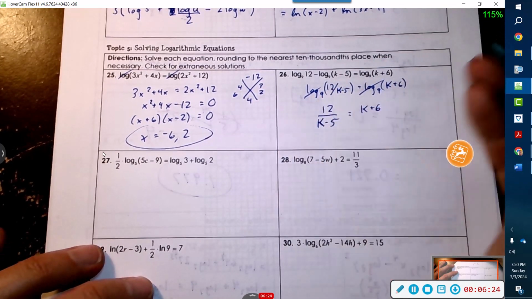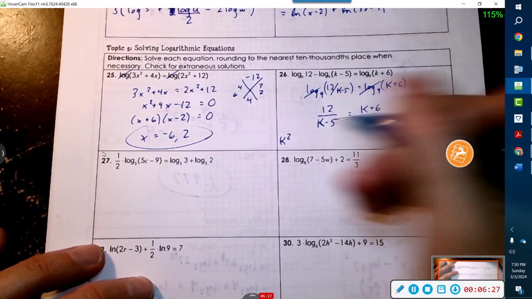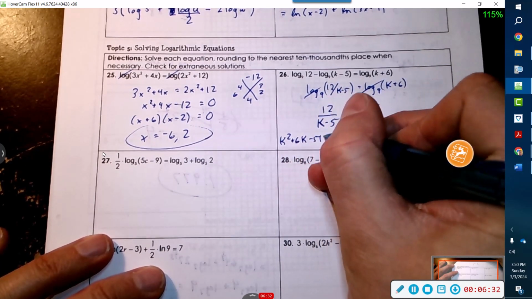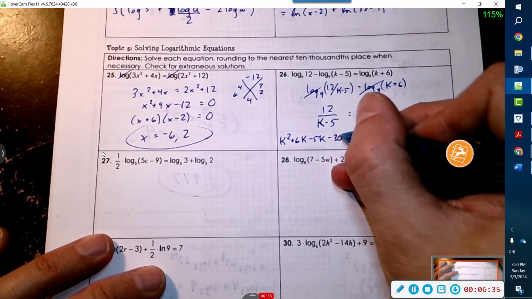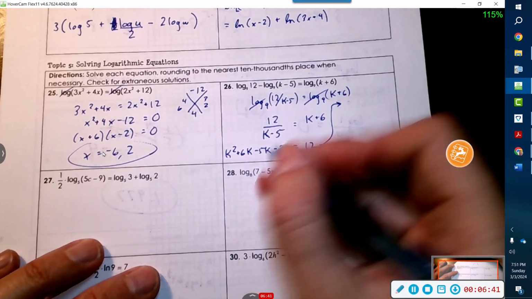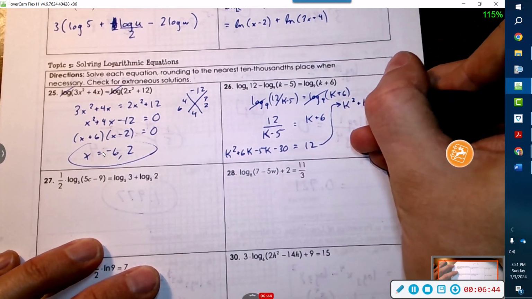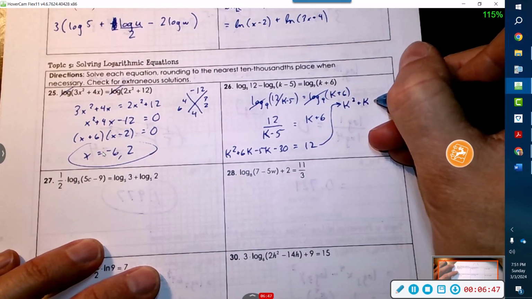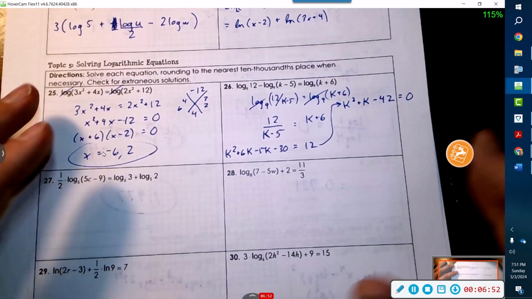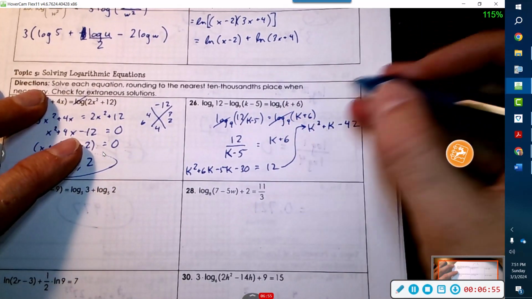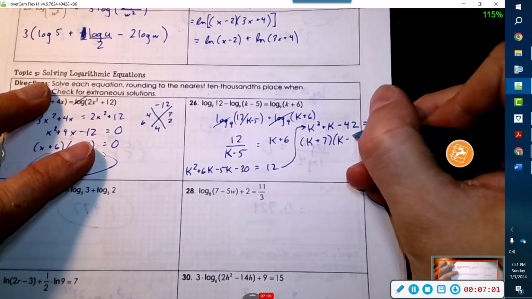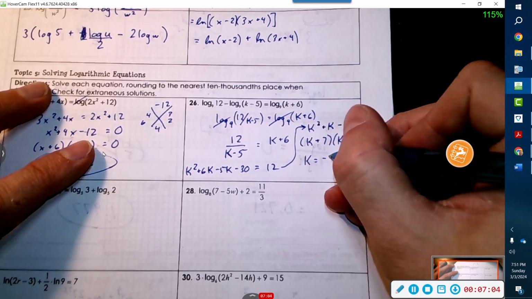All right, so that's going to have to cross multiply here for a k squared plus 6k minus 5k minus 30 has to equal 12. So this comes up here. I'm going to add those two together for k squared plus k. Now it's going to actually equal a negative 42 equals 0. So remember, quadratics, the only way to solve them is to set them to 0. And if we factor this guy, it would be k plus 7 and k minus 6. So k equals negative 7 and 6.